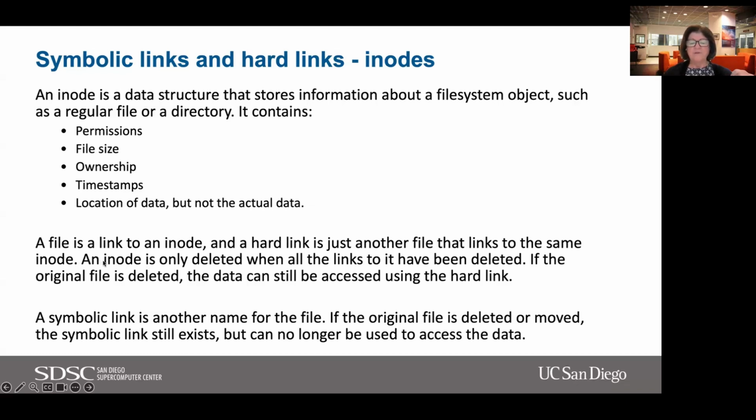Normally you're not looking at the inode information. It's just part of when you do a listing of what's in the directory. An inode is only deleted when all the links to it have been deleted. If the original file gets deleted, the data can still be accessed using that hard link. A symbolic link is another name for the file. If the original file is deleted or removed, the symbolic link still exists, but can't be used to access the data anymore.